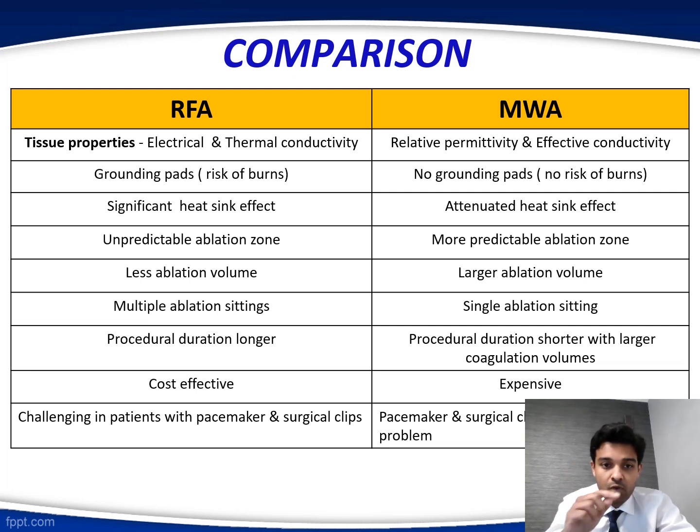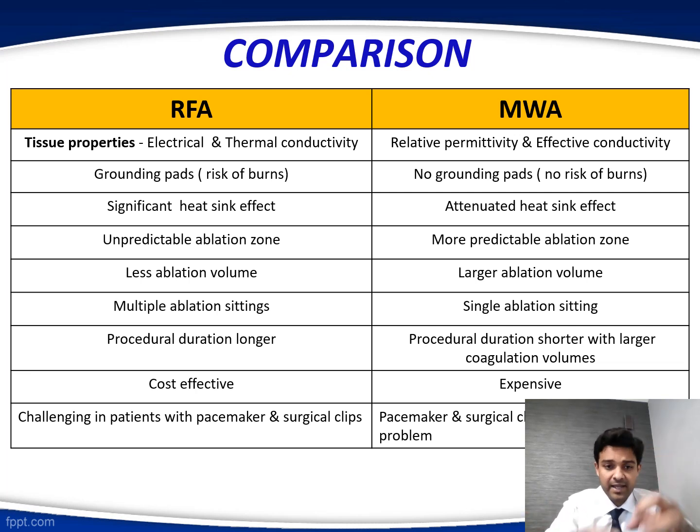Again, like I said before, the heat sink effect plays a major role in the dissipation of heat from the target area by the blood vessels in the nearby region, which is more effective in RFA. But in microwave ablation, the heat sink effect is attenuated. Unpredictable ablation zones in RFA, more predictable ablation zones when it comes to microwave ablation.